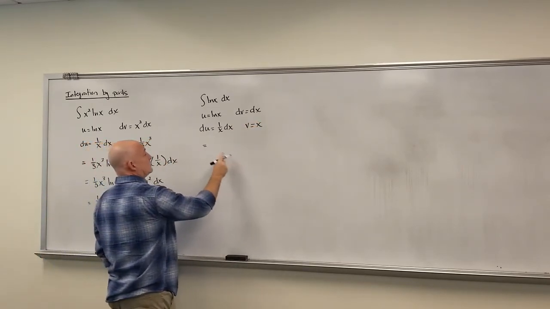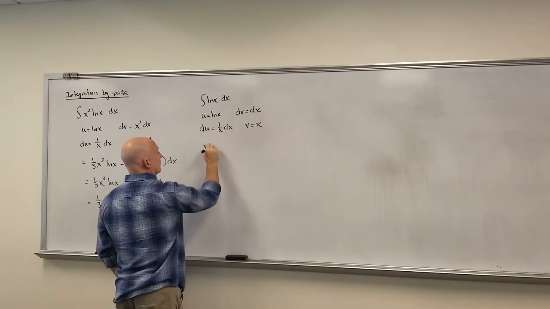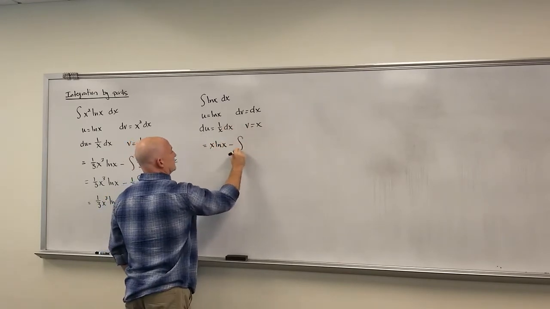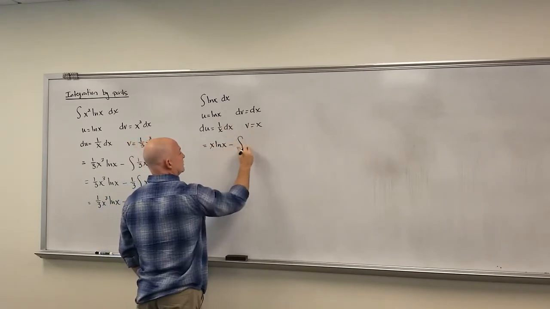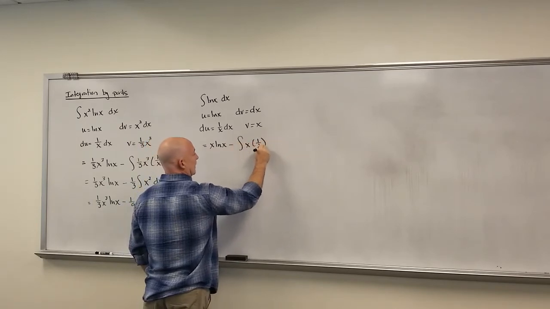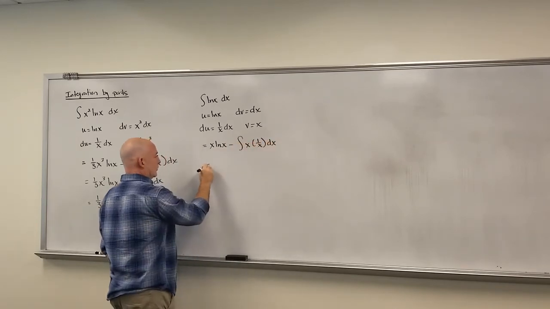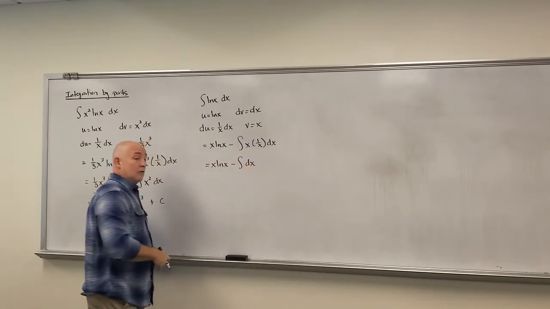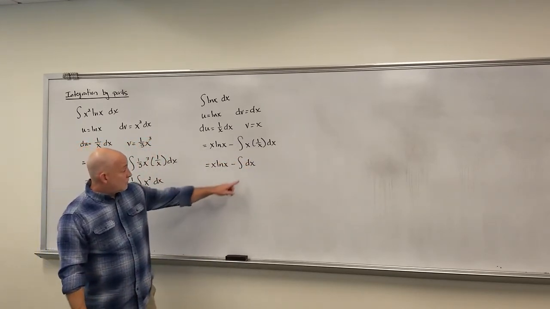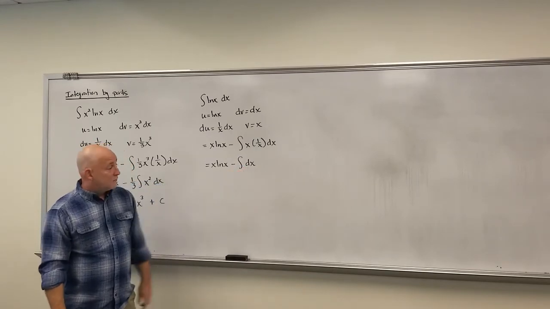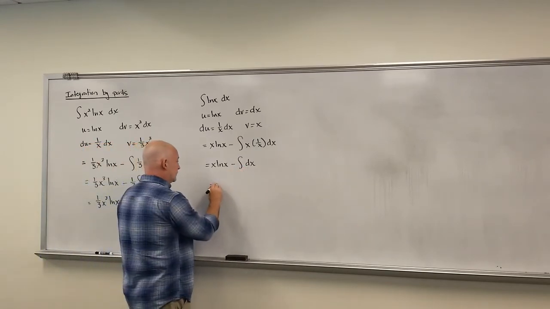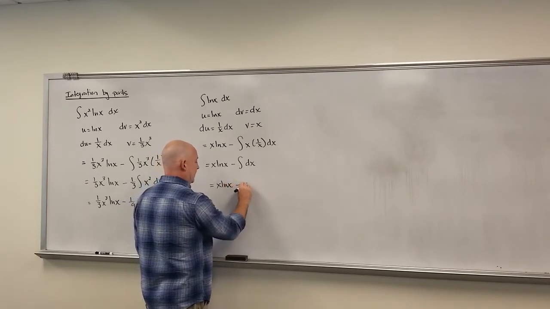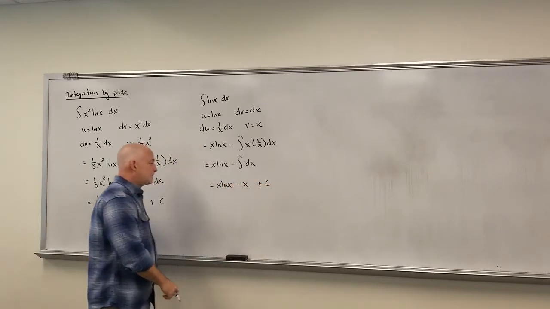All right, let's put the pieces together. uv, so x ln x minus the integral of v du, so that's going to be x times 1 over x dx, which we can simplify to just dx. Now, again, we can see that this method is going to work because we know what this integral is once we do it by parts. So this is going to be x ln x minus x plus c.